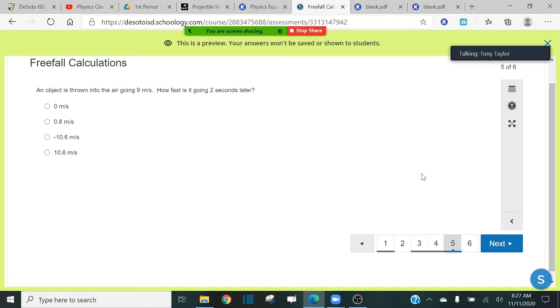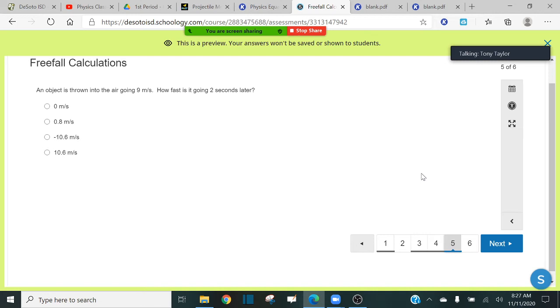Okay, this problem right here says an object is thrown into the air going 9 meters per second. How fast is it going 2 seconds later? Okay. So, guys, this problem here, I don't really need to draw a picture. I basically just need to plug everything into the equation and solve for it.